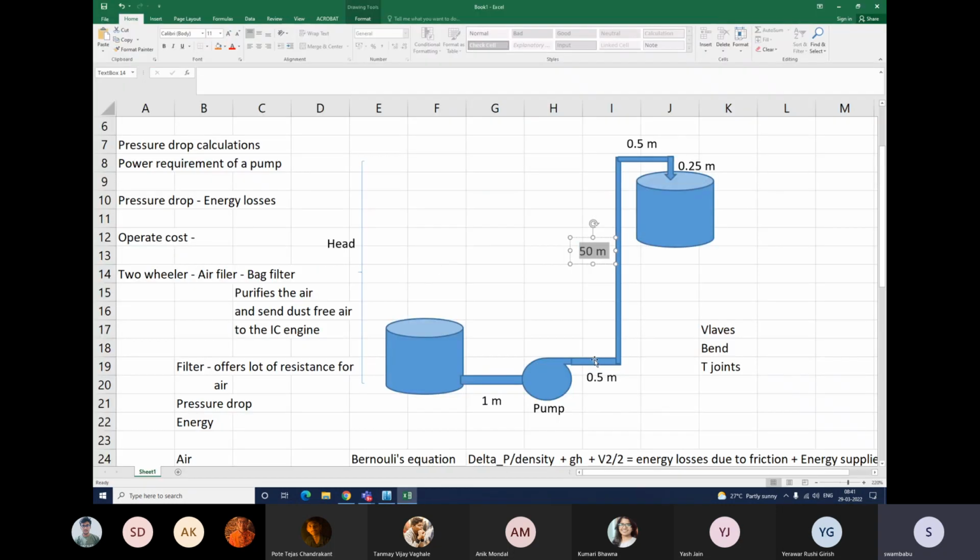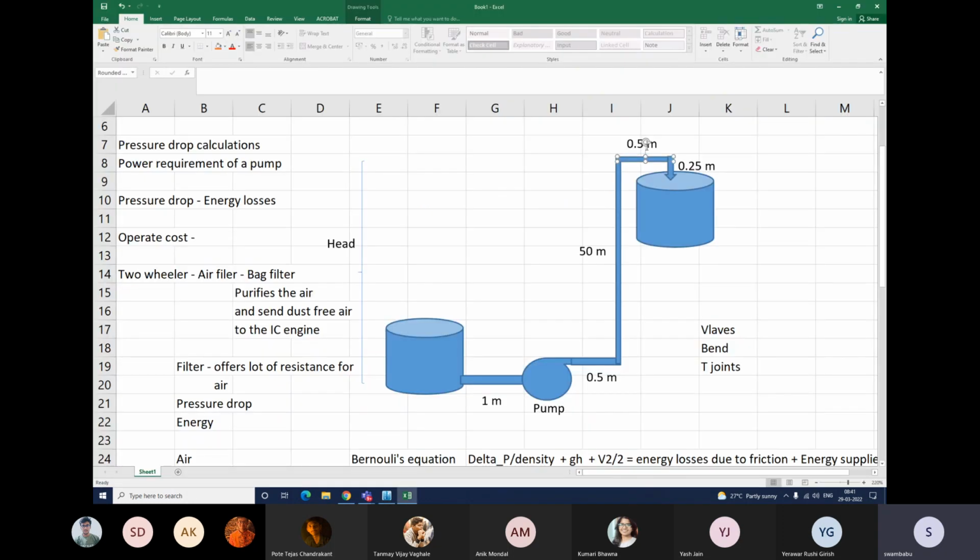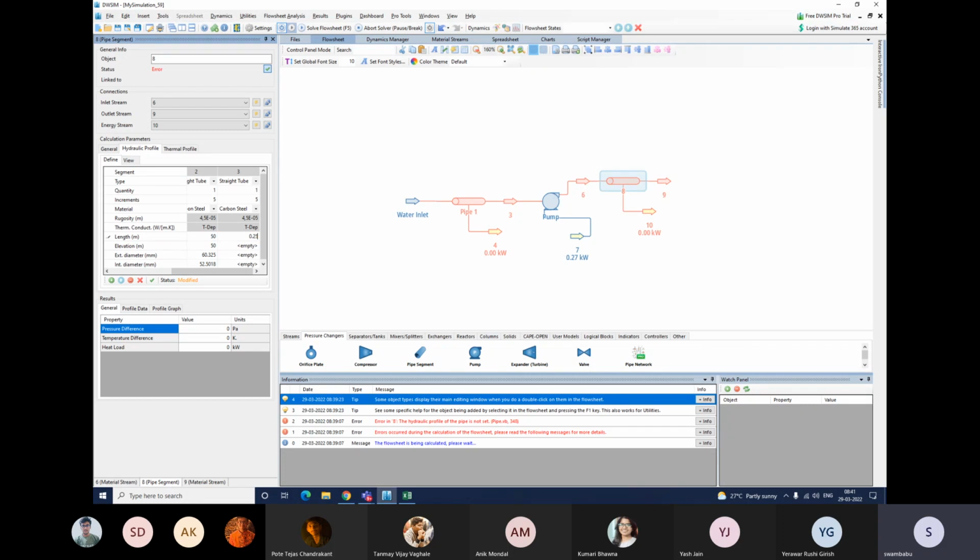So first I have defined this, now I have defined this, and now I'm going to define this. How do I define it? I'll just click add segment or add section. So I'm adding the third segment here. I'll select carbon steel again. The length of this third pipe is 0.5 meters, and the elevation is 0 since this is a horizontal pipe. The external diameter is 2-inch, and again I'll take schedule number 40.